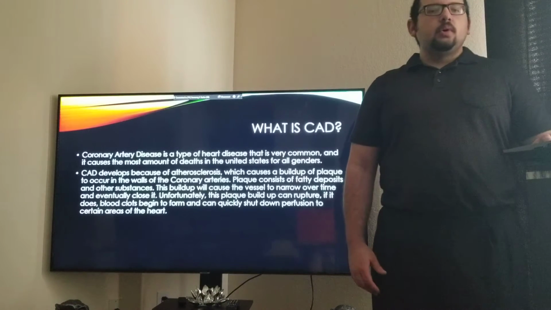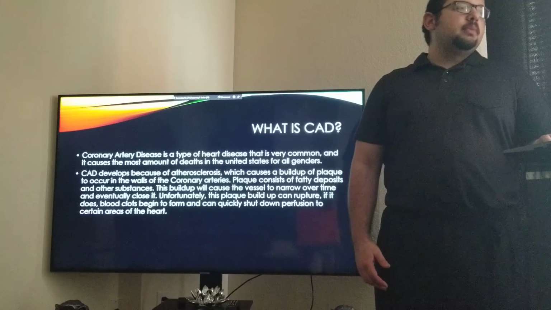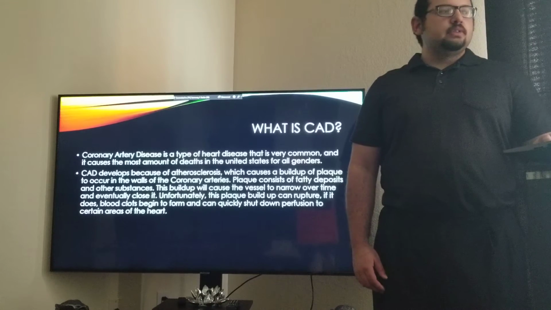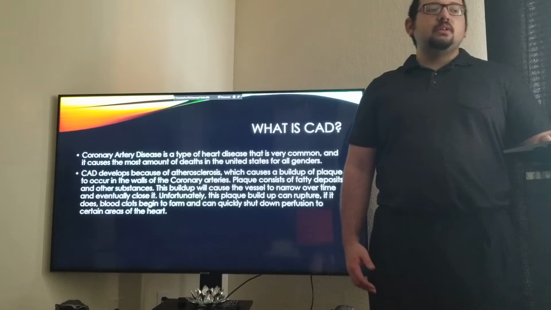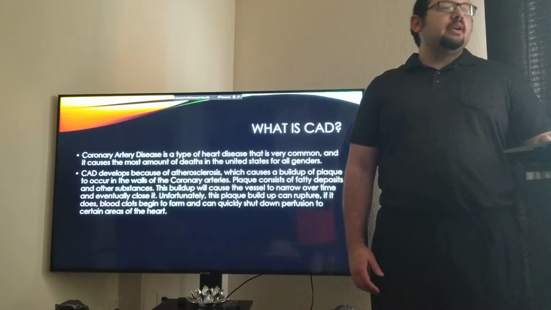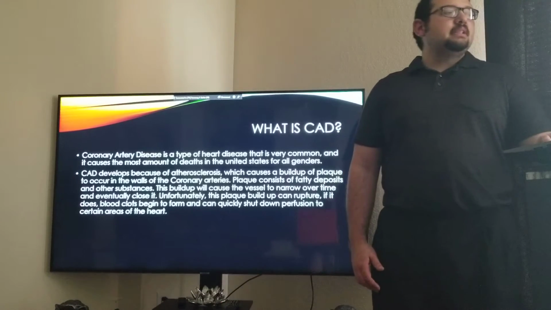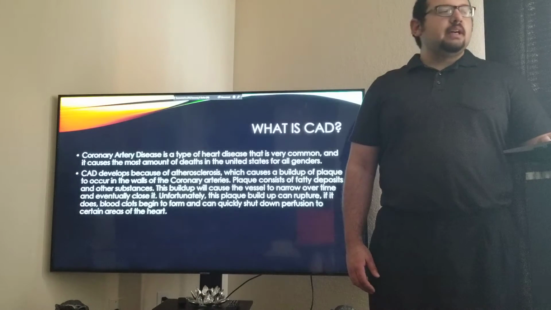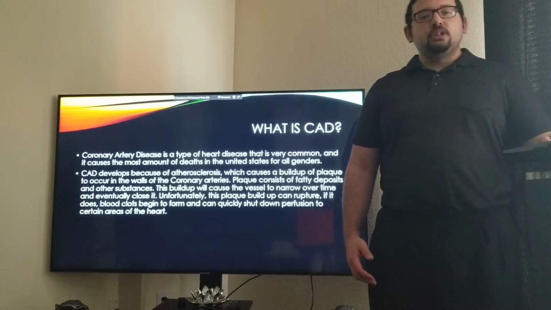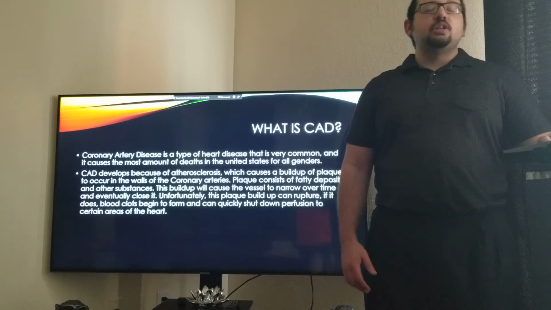So, what is coronary artery disease? It's a type of heart disease that's very common, and it causes the most deaths in the United States for all genders. Coronary artery disease develops because of atherosclerosis, which causes a buildup of plaque in the walls of the coronary arteries. Plaque consists of fatty deposits and other substances. This buildup will cause the vessel to narrow over time and eventually close it. Unfortunately, plaque buildup can rupture, and if it does, blood clots can form and quickly shut down perfusion to certain areas of the heart.